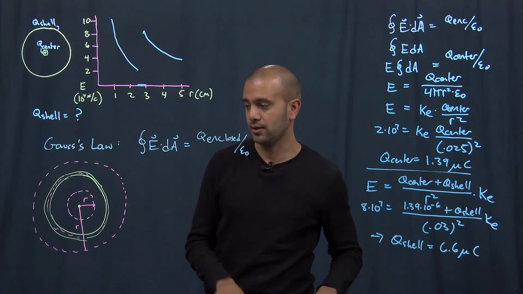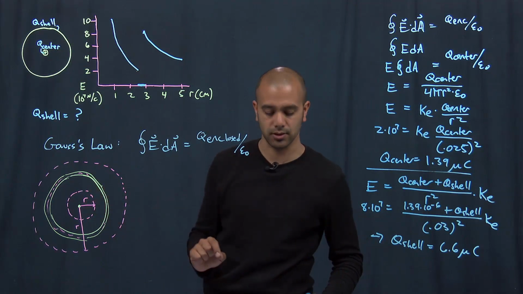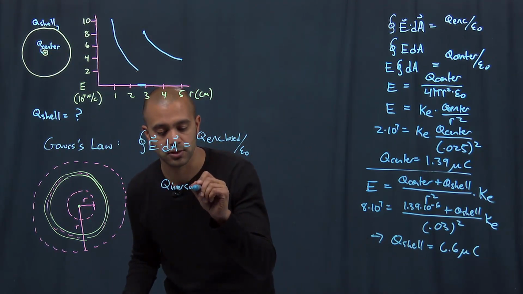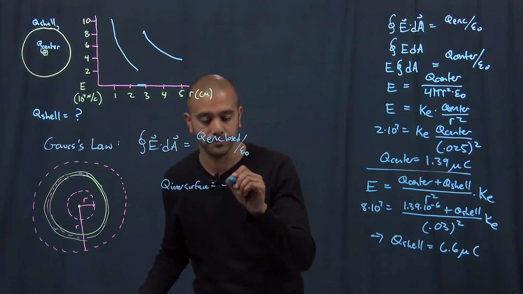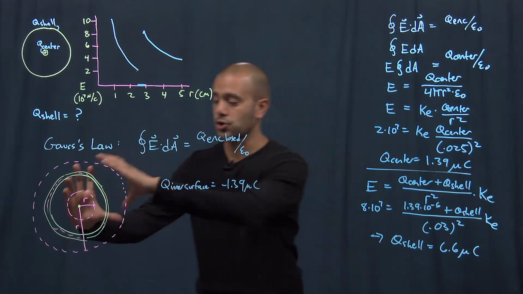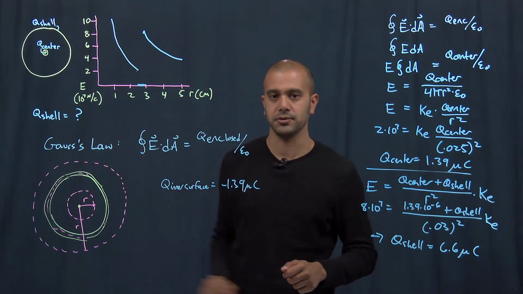So that tells us that if those have to add up to 0, whatever charge is in the shell has to cancel out what is in the center. In other words, the charge on the inner surface of the shell has to be negative 1.39 microcoulombs. And that way, the total enclosed charge within that Gaussian surface is 0. And that makes the electric field equal to 0.